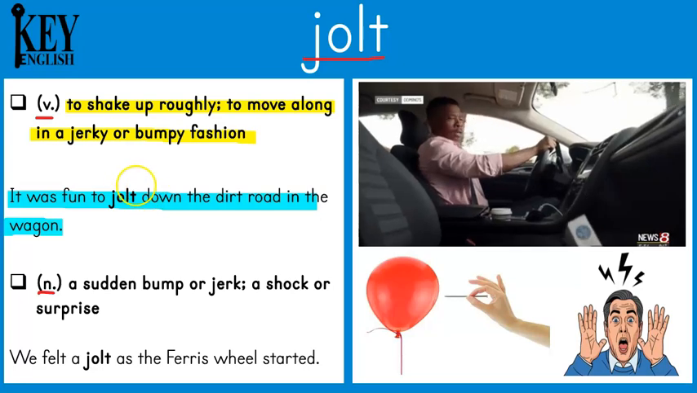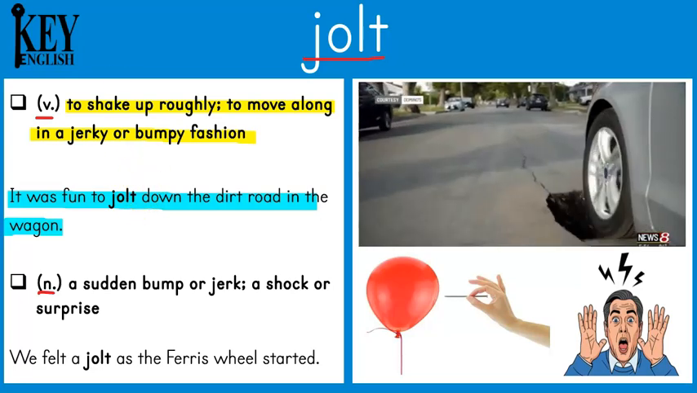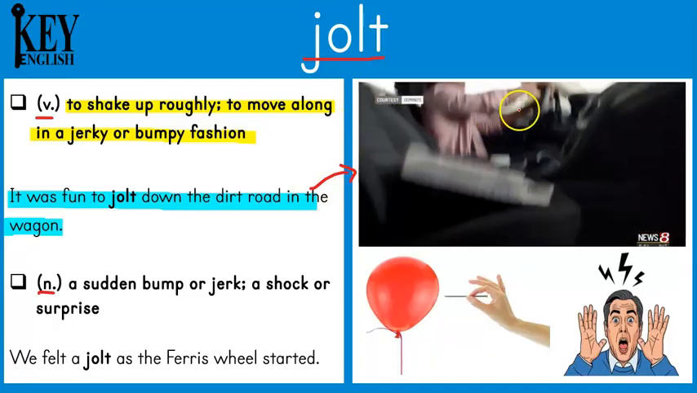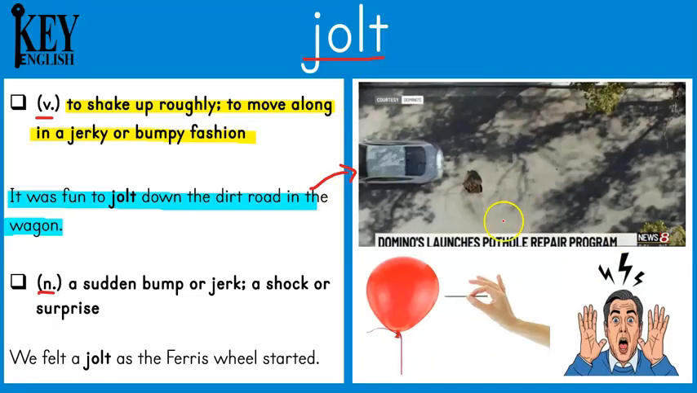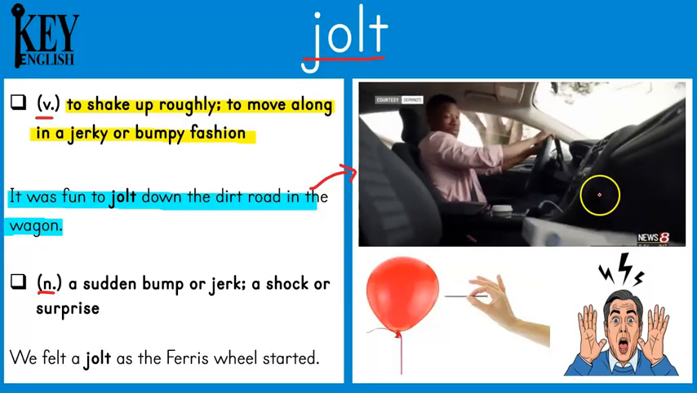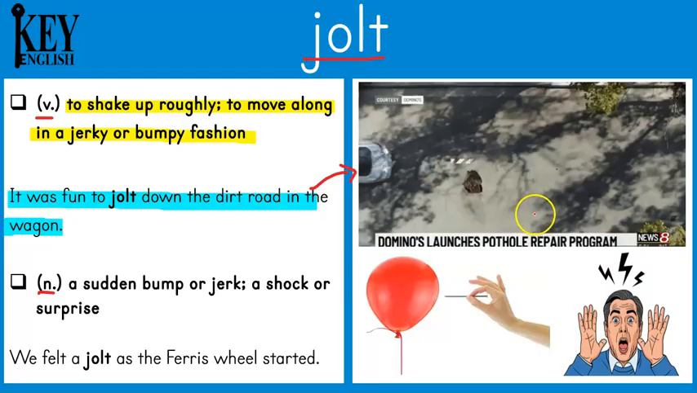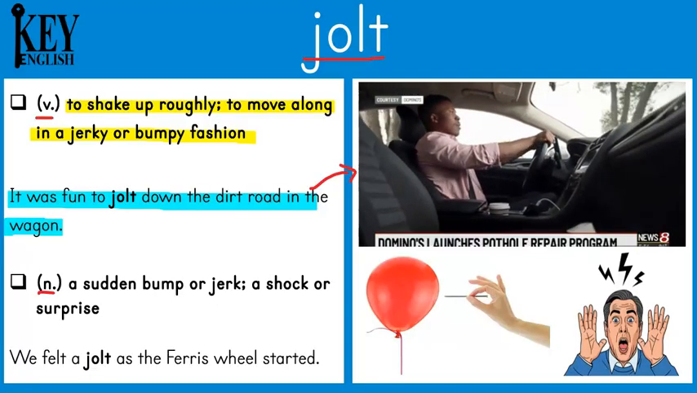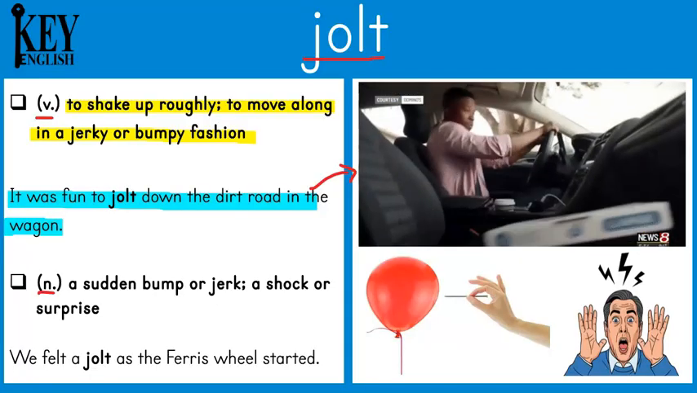So since a jolt means shaking or moving roughly, you can imagine something like in this video here, where the person is driving a car and they hit a little pothole in the road, and that causes the car to jolt. So I could say the car jolted when the man hit the pothole.